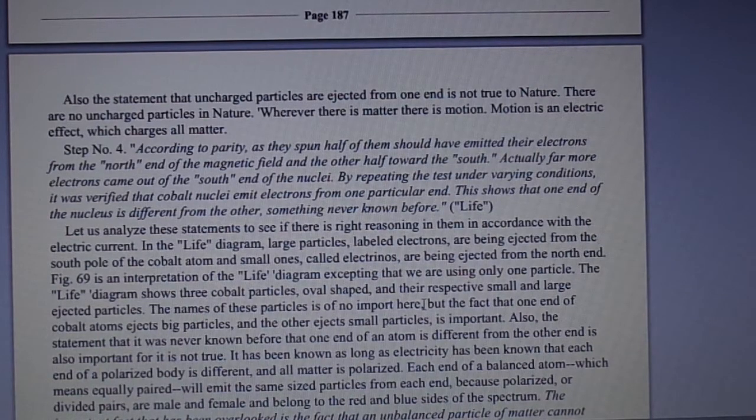There are no uncharged particles in nature. Whenever there is matter, there is motion. Motion is an electric effect, which charges all matter.